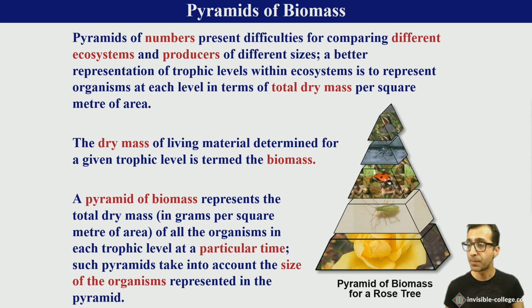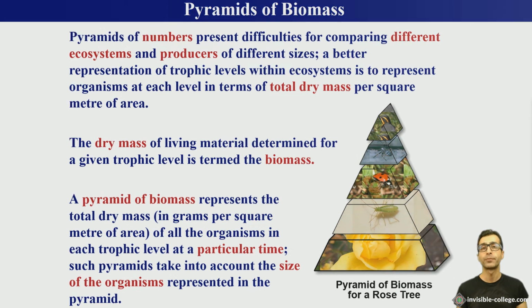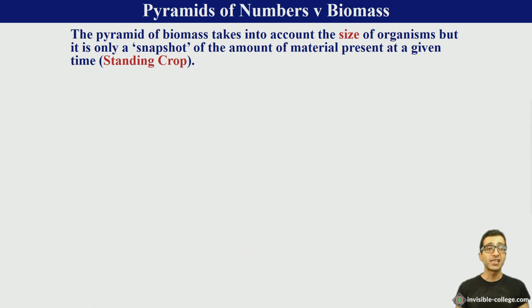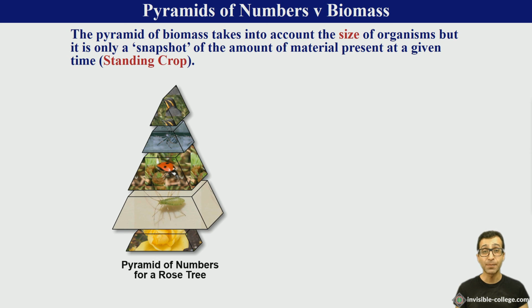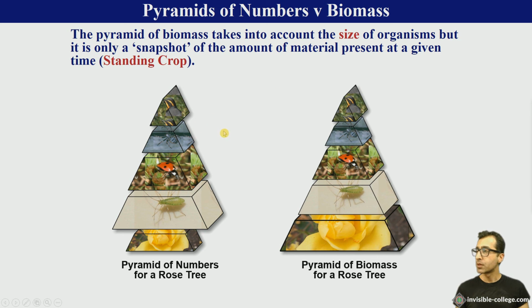So here we can see a pyramid of biomass for a rose tree. Again, as we saw before, in a pyramid of numbers, this trophic level was actually smaller than the trophic level above it. But when we take into account the dry mass at each trophic level per square meter of area of the ecosystem, we see that it's more usefully represented as an actual pyramid shape. So the pyramid of biomass takes into account the size of the organisms, but again, it's only a snapshot of the amount of material present at a particular time, the so-called standing crop. So here we see the pyramid of numbers for a rose tree and contrast that with the pyramid of biomass for a rose tree.